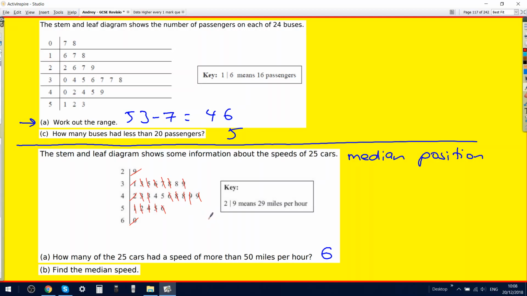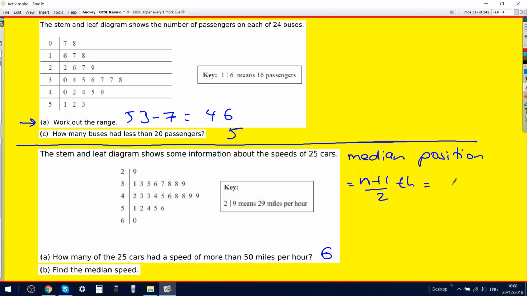What does it look like the median is? 40, 45. I did this wrong. If there's 25 cars. Oh, forget that long way. That's why I don't like it. The other way to find the median, the position, is n plus 1 over 2.